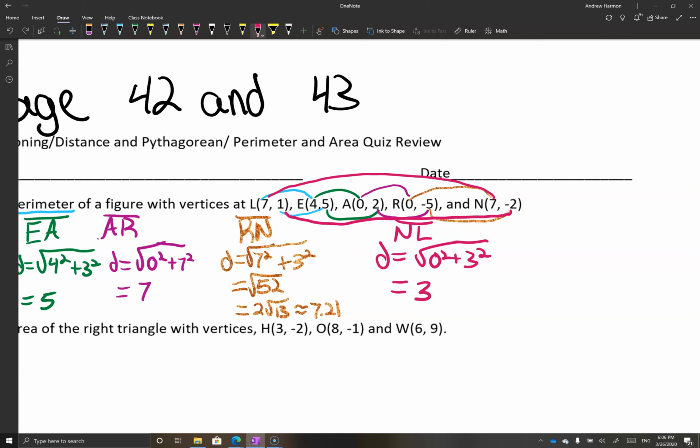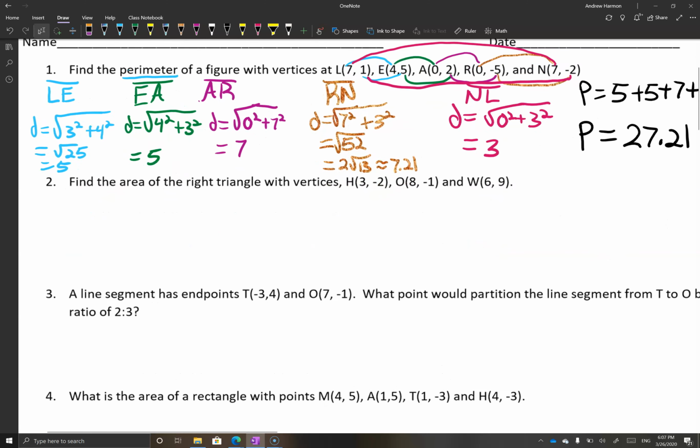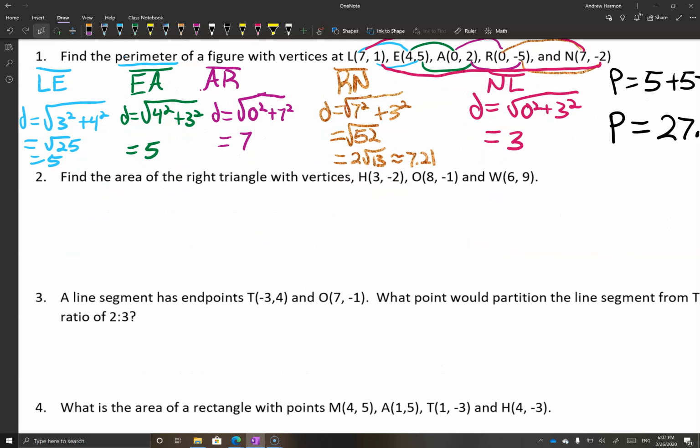And then finally, all we have to do to find the perimeter is add up all those sides. So our perimeter is 5 plus 5 plus 7 plus, that's 7.21, plus 3. So we get a final perimeter of 27.21.